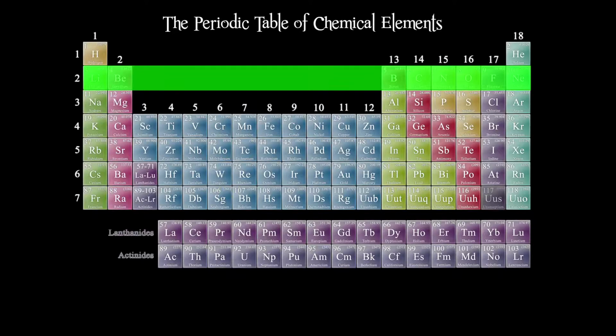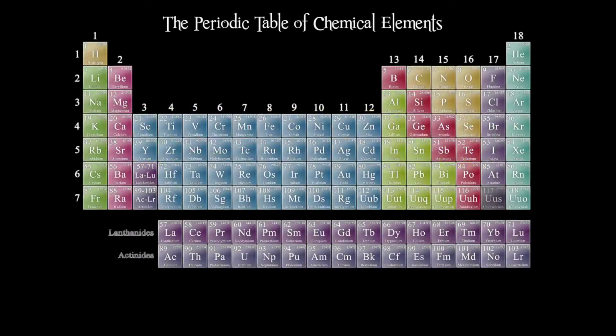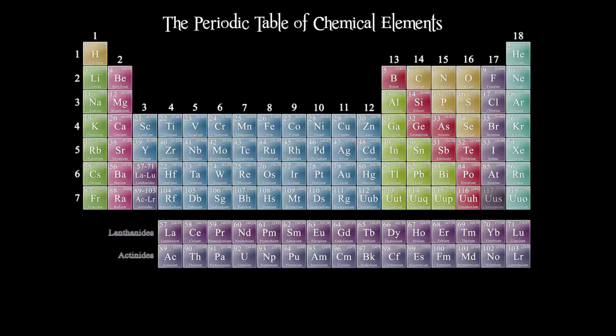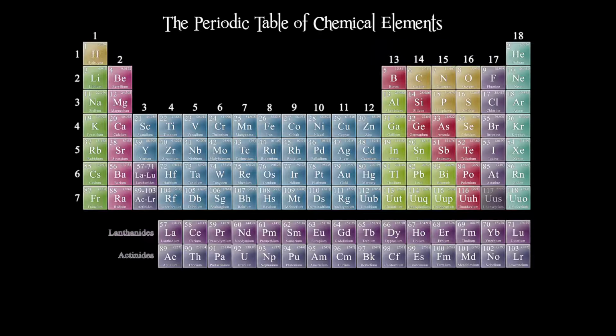Similarly, take the second period. The first one is lithium. The last one is neon. This period has 8 elements. The electronic configuration for lithium is 1s2, 2s1. Similarly, for neon it is 1s2, 2s2, 2p6. Now what are you observing here? Yes, in this period, the electrons are filled in two shells. In the first period, the electrons are filled in one shell only.